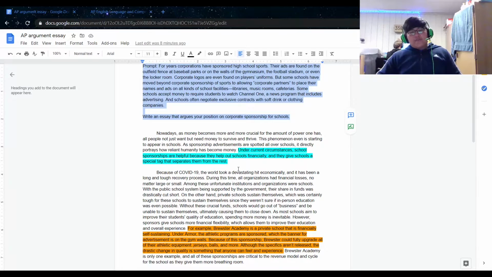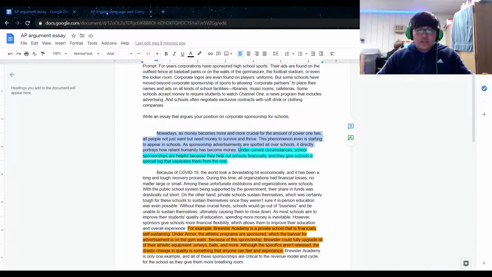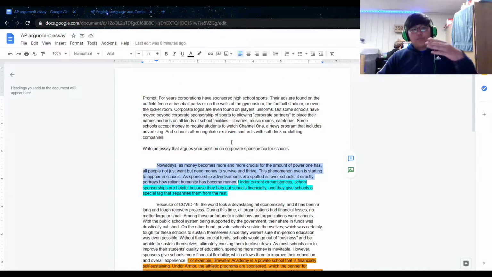Now, as we dive into the essay, we have our basic introduction. And it talks about how the prompt is about school sponsorships.